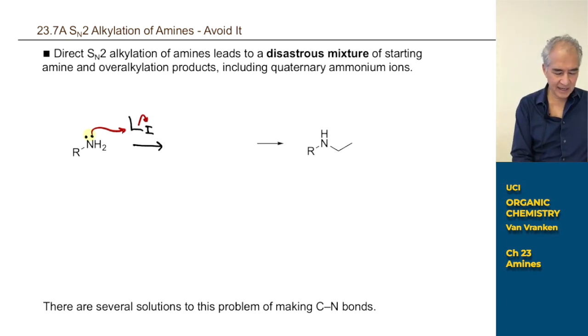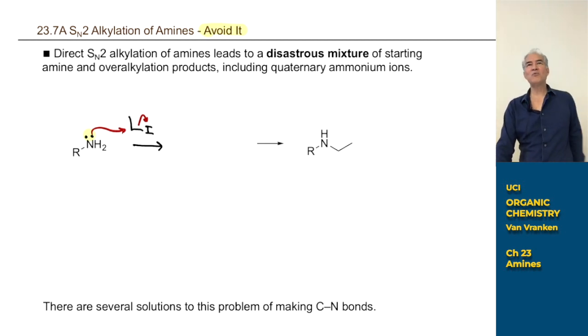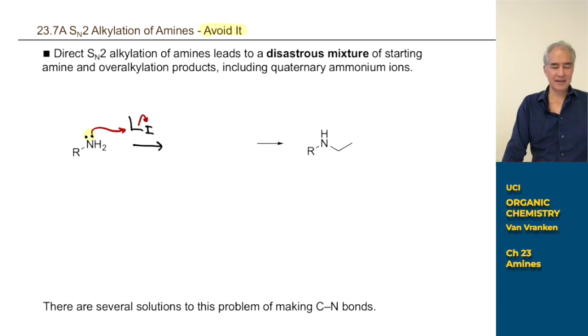You'll also be eliminating H and I to give an alkene. But you will get this rapid attack. Now, unfortunately, this is not a useful process. And I'm going to tell you to avoid using SN2 alkylation of amines as a way to make nitrogen-carbon bonds. So I have to explain to you why, even though this is a fast process, it turns out not to be synthetically useful. And this is going to take a little bit of time to explain.